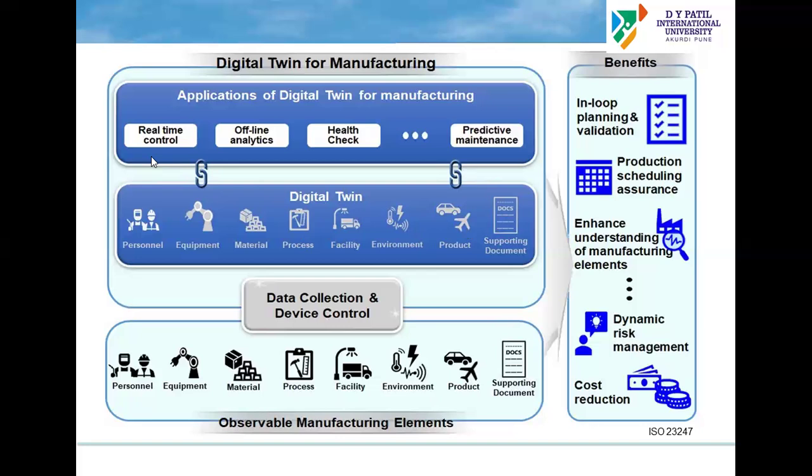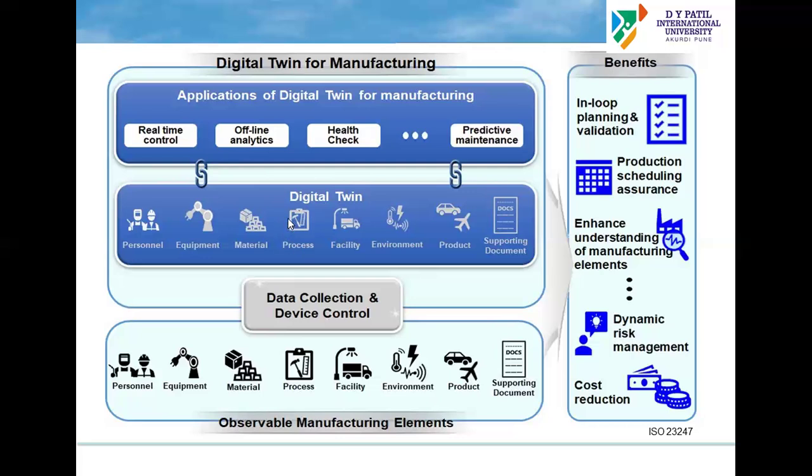Second is offline analytics, which means we have some historical data related to machines and some historical data related to products. Whenever we are doing virtual analysis of that product with the help of this digital twin, we can check the performance of that particular machine by varying the different parameters. So health check is nothing but we are talking about machine performance.